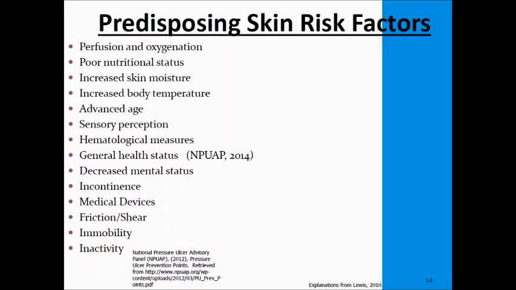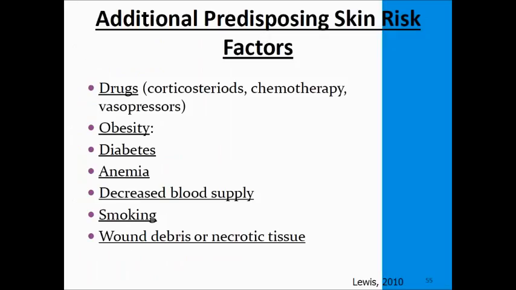Immobility and inactivity, limited activity: you want to encourage them to get up and move to decrease their risk. Additional predisposing risk factors: drugs such as corticosteroids and chemotherapy can depress formation of granulation tissue and can impair phagocytosis by the white blood cells. I wanted to share this research as well.